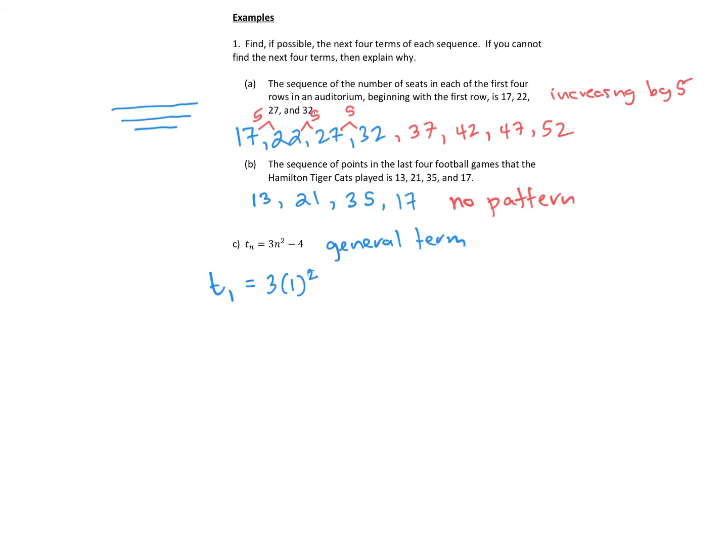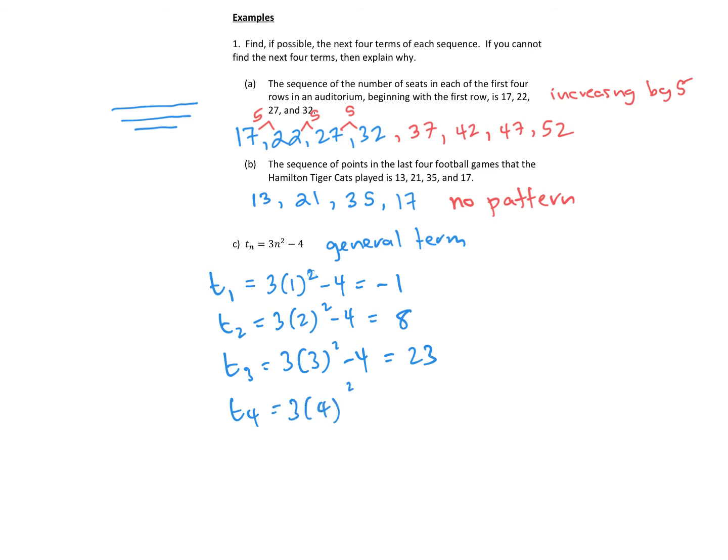So it's squared and then minus 4. If I do that calculation, that works out to be minus 1. And then I could find the second term by putting in a 2. Do that calculation, I could find the third term by putting in a 3, and then I could find the fourth term by putting in a 4. So it's pretty easy to continue the pattern just by substituting it into that general form, term or formula.